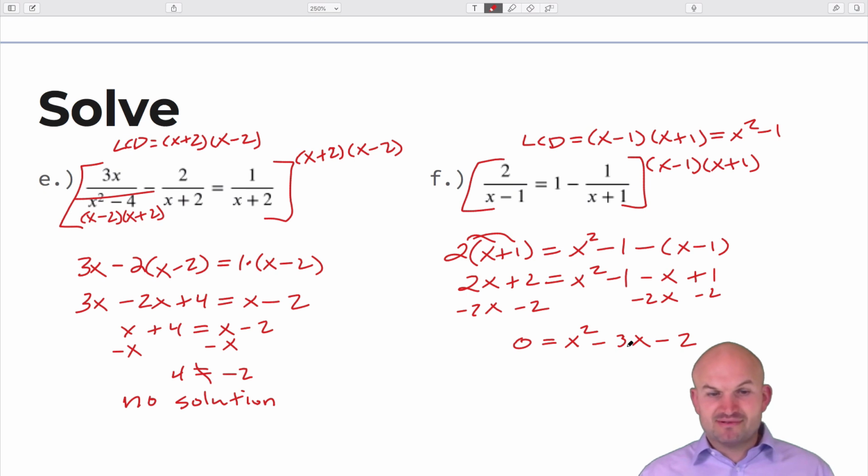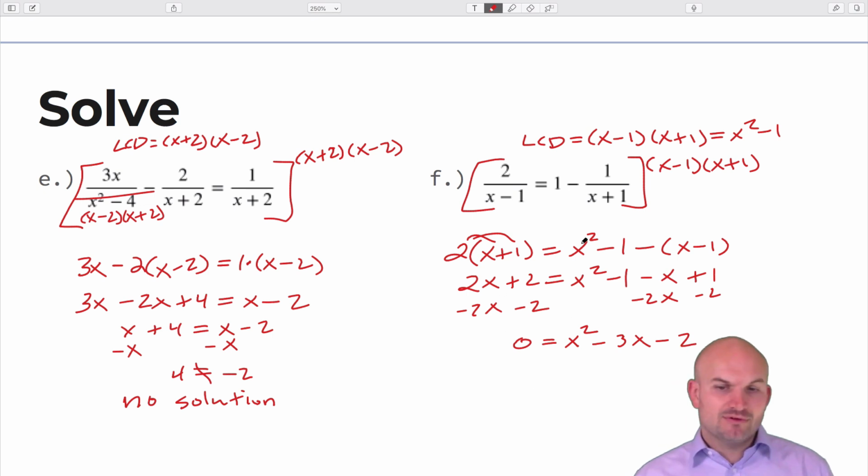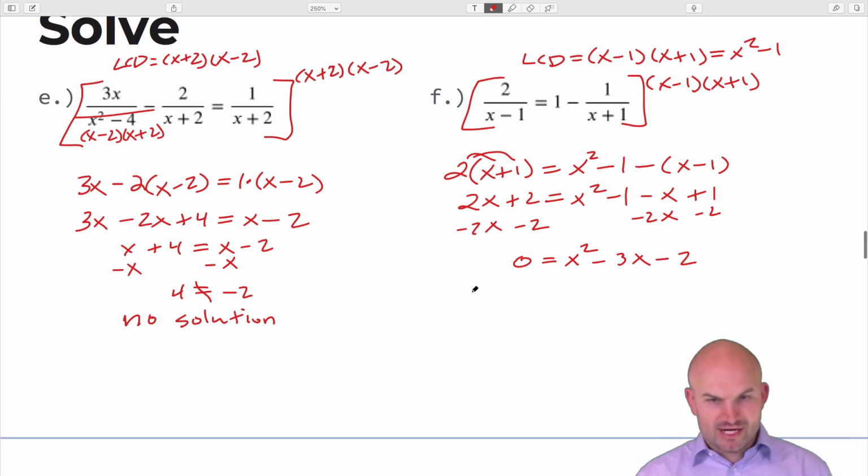Okay, so now we say, all right, let's go ahead and factor, right? And then we recognize and we say, this is not factorable. There are not any two numbers, at least real integers, or rational numbers that multiply to give you negative 2 and add to give you negative 3. So therefore, when we have a quadratic set equal to 0, we can now use the quadratic formula.